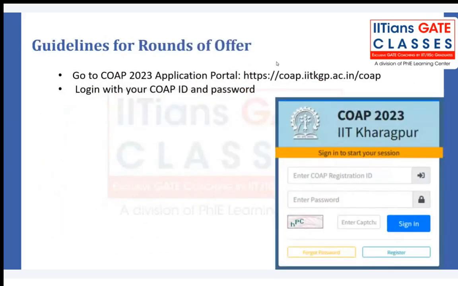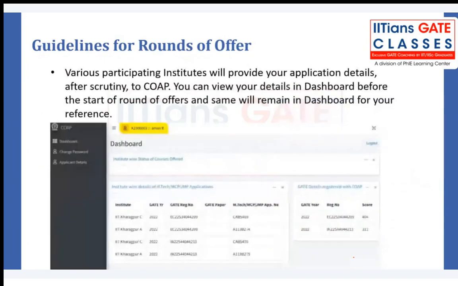So what are the guidelines for rounds of offer, that I want to tell here. The guidelines for rounds of the offer here is, again you have to log in here, right? Use COAP registration ID and enter password, and then sign in after entering CAPTCHA. Okay. So here the guideline will be what you see here. Now you have here change password and application detail, right? So you have to click on dashboard.